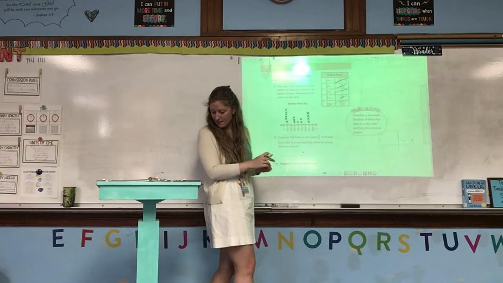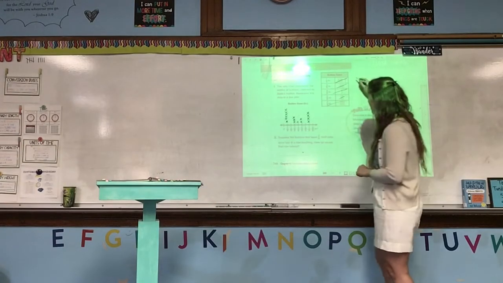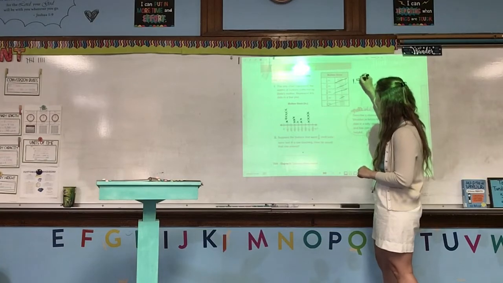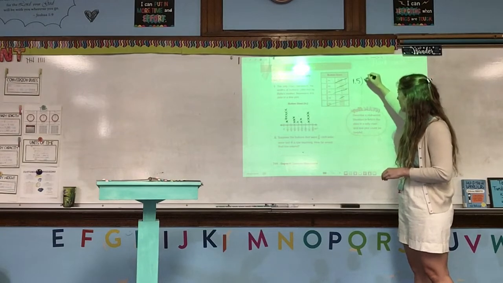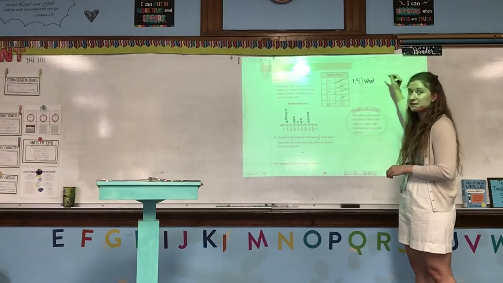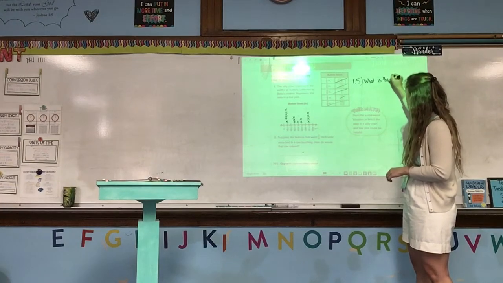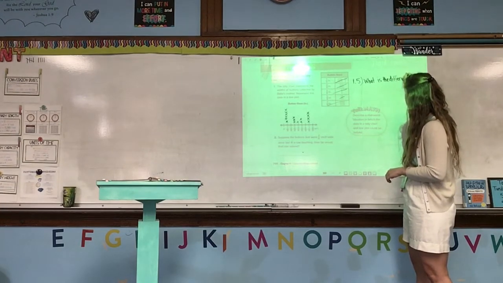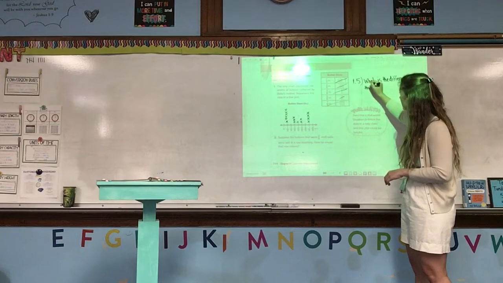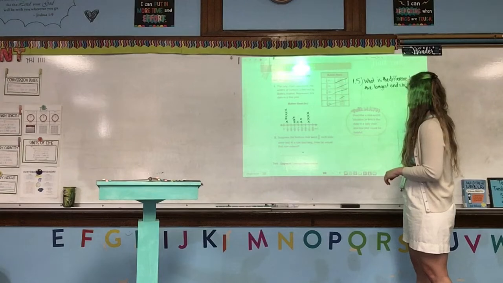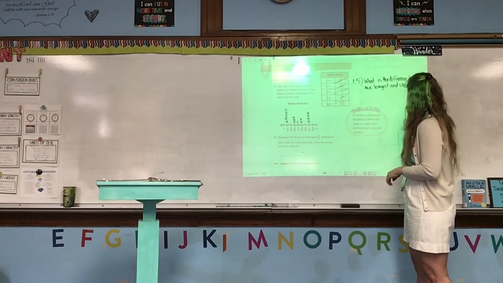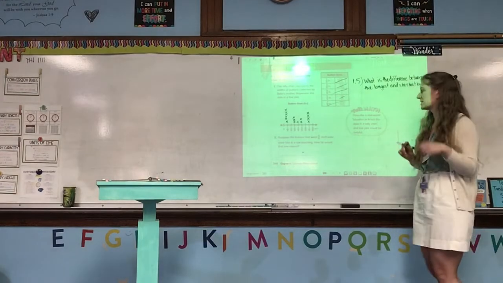So let's see. You have some room above the speech bubble. So number 1 1/2 is, what, make sure you're writing this, is the difference between the longest and shortest button. Make sure you write that because you are going to solve that.